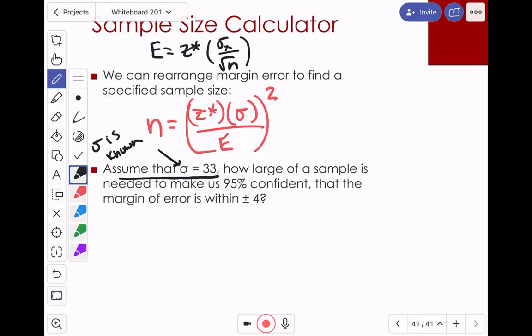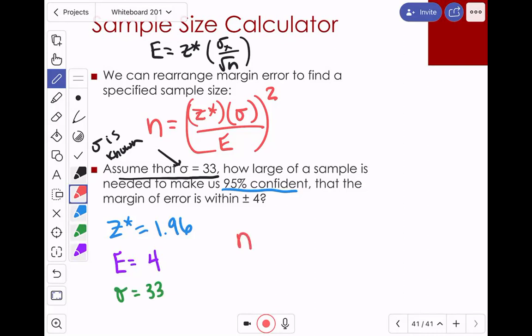The question asks, how large of a sample is needed to make us 95% confident that the margin of error is within plus or minus 4? So what is my Z star for 95% confidence? Anybody remind me that? What is a Z star? 1.96. Thank y'all. What is the margin of error they're telling me to go with right here? They want it to be plus or minus 4. We just need the positive version, so we'll say that's 4. And then the standard deviation sigma is equal to 33.